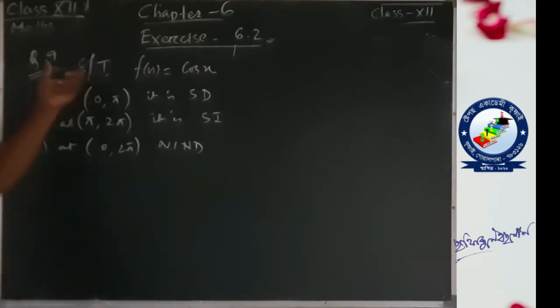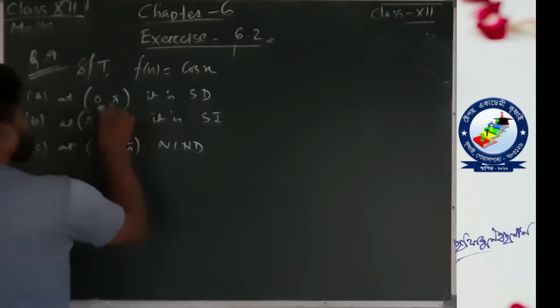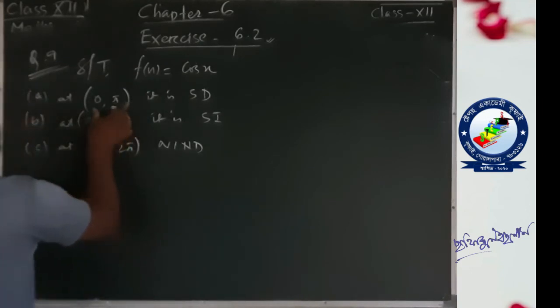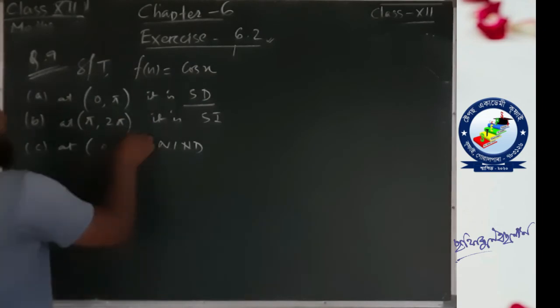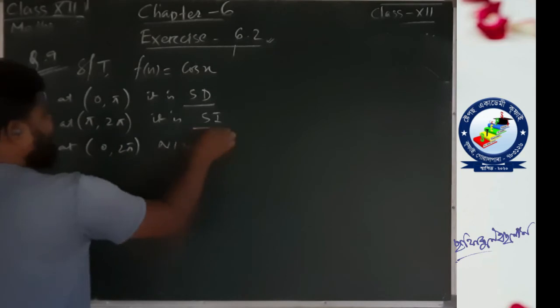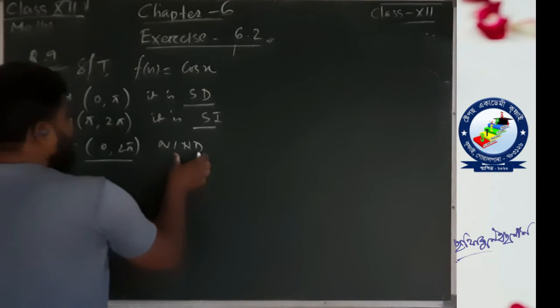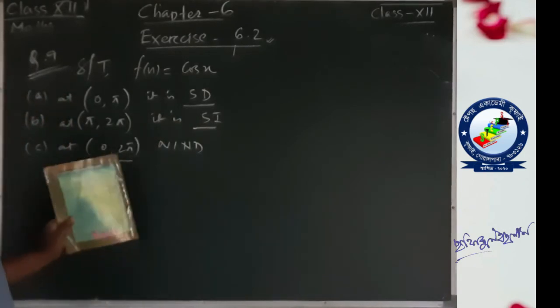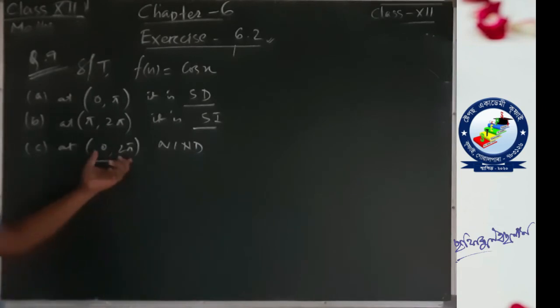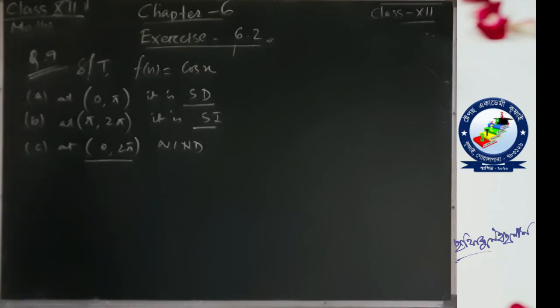We have been given f(x) equal to cos x, and we have to prove that in the open interval 0 to pi it is strictly decreasing, in the interval pi to twice pi it is strictly increasing, and in the interval 0 to twice pi it is neither increasing nor decreasing. That means ultimately it is both increasing and decreasing at this point. That is why it is neither increasing nor decreasing, right? So it can be calculated.